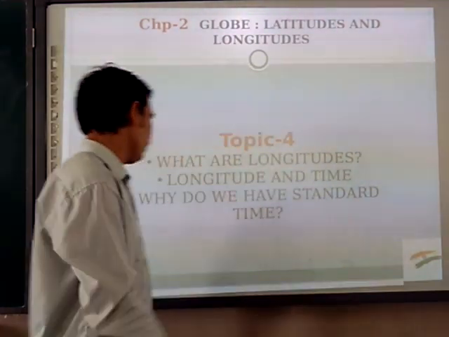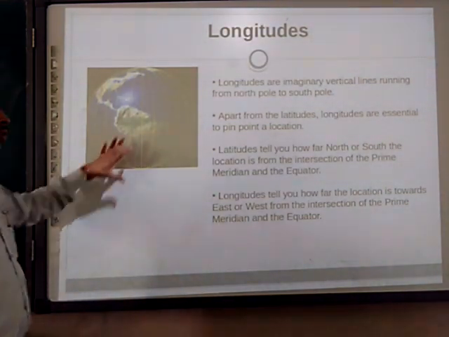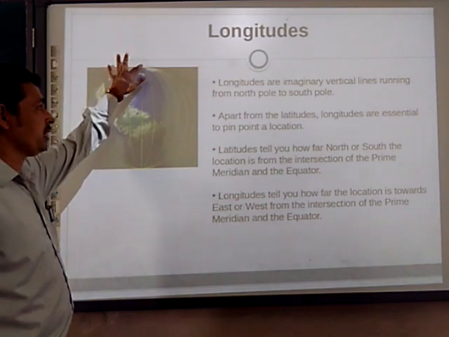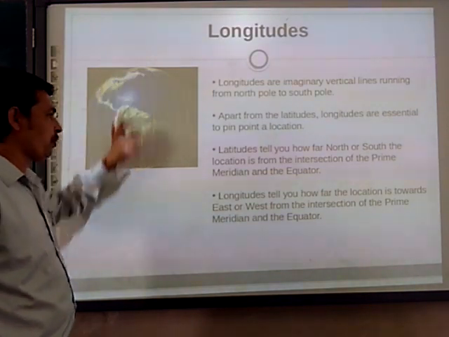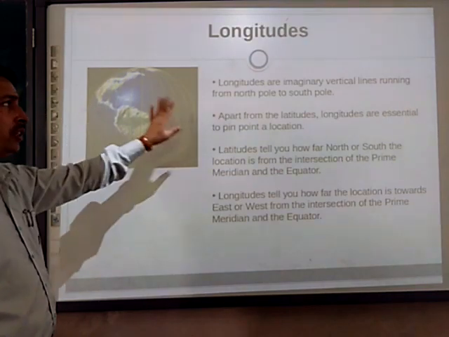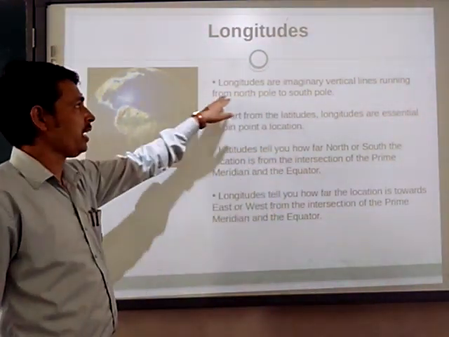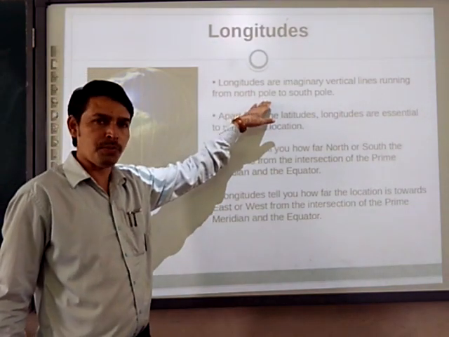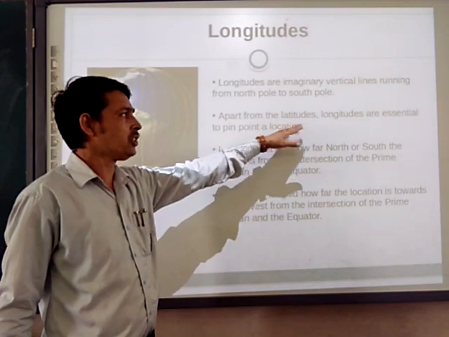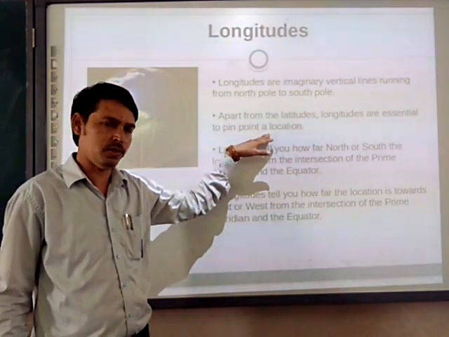So moving further. As in our previous section we saw Earth and the lines running from the North Pole to the South Pole, they are called longitudes. So here, longitudes are imaginary vertical lines running from North Pole to South Pole. Apart from latitude, longitudes are essential to pinpoint a location also.